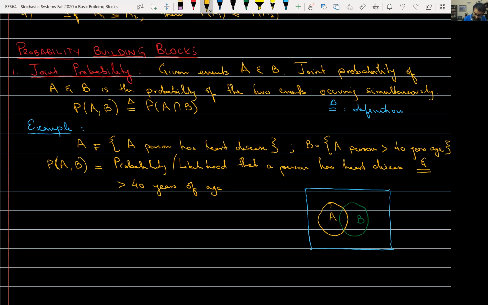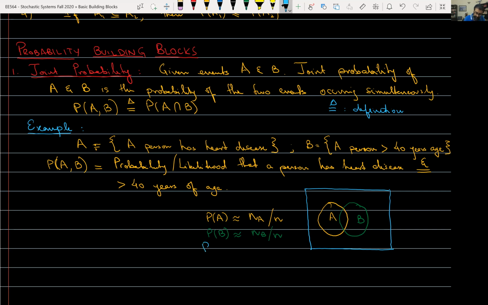And probability of A in this case is approximately going to be equal to what? If I just talk about the entire population of, for example, Pakistan, or my region of interest, then this is going to be the number of people who have heart disease divided by the total population of that sample. Okay? What about probability of B? Probability of B using the relative frequency approach is going to be N_B, the number of people above 40 years of age, divided by the total population.